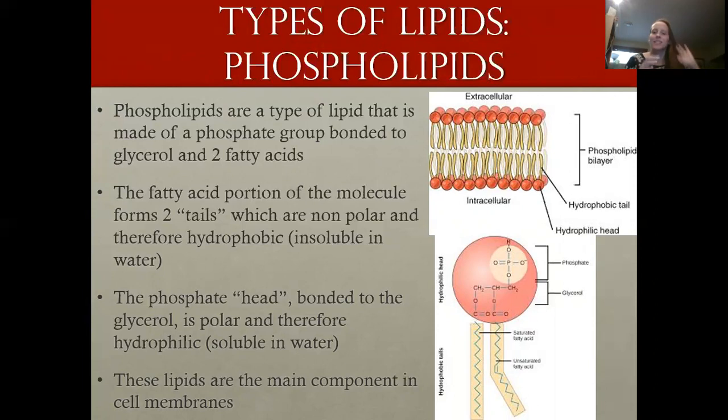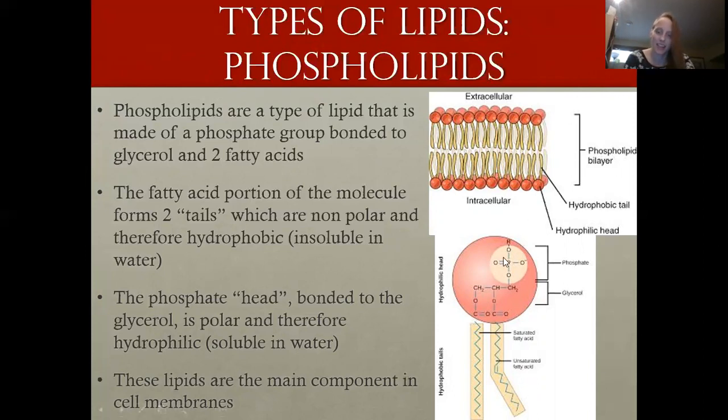So the glycerol is still bonded to 3 things, but instead of all 3 of those things being fatty acids, only 2 of them are fatty acids, and then the third is a phosphate. The phosphate is the head, and it is polar. That's what makes it hydrophilic, meaning it likes water. The 2 tails, if you remember, are hydrophobic. Those are the fatty acid chains. They will be insoluble in water.